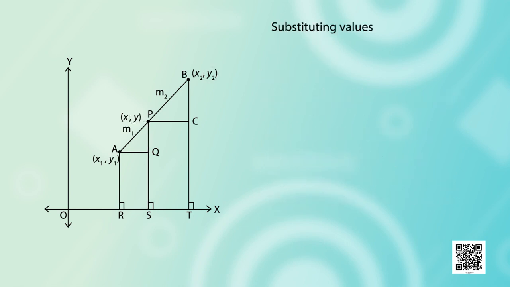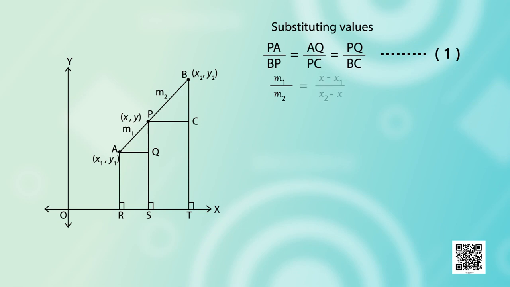So when we substitute the values in statement number 1, we get m1 upon m2, that is the ratio in which P divides AB, is equal to (x - x1) upon (x2 - x) is equal to (y - y1) upon (y2 - y).